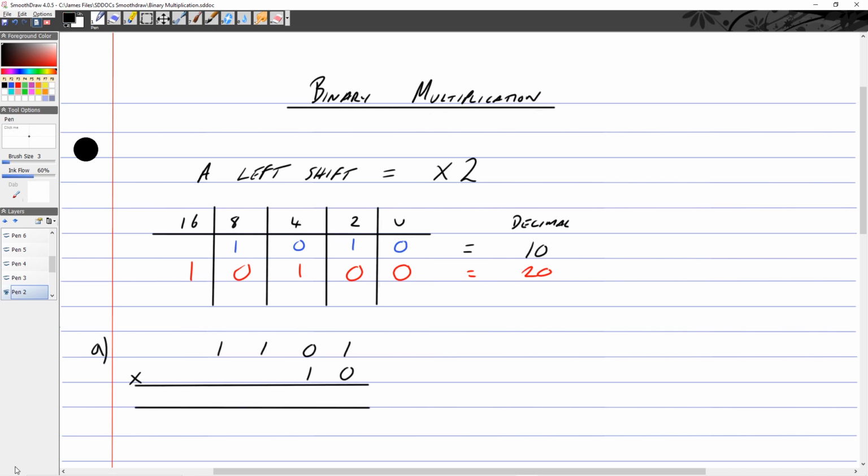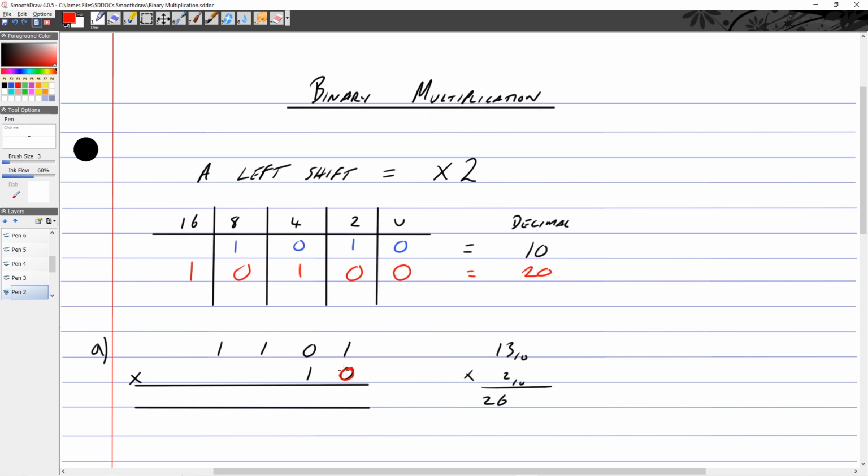So in this example, we have 1101 times 10, and the top number is 8 plus 4 plus 1, so that's 13 base 10 times 2 in base 10. So we know it should equal 26. And the quick way to do this, because the 1 on the bottom here is worth 2 and there's nothing else in the units, all we're really doing is multiplying by 2. So we could shift the number to the left and the answer would become 11010, and that is correct, but I'll just take you through the process.